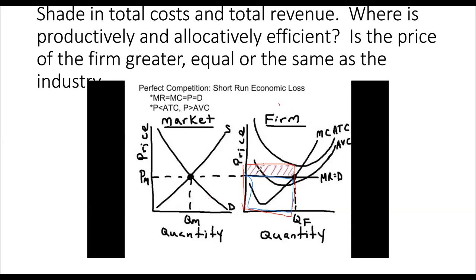If I was shading in the average total cost, it is the red line. It's the line on top of the loss box, all the way down to the axis, across, and up. That's total cost. Total revenue is the price across to the profit maximizer, down to the quantity. Any questions on either one of those?